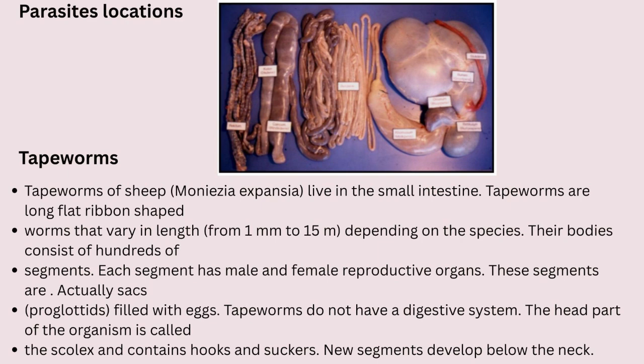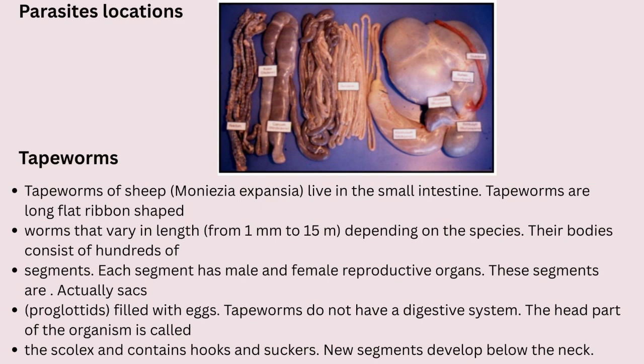Tapeworms. Tapeworms of sheep, Moniezia expansa, live in the small intestine. Tapeworms are long, flat, ribbon-shaped worms that vary in length, from 1 mm to 15 mm, depending on the species. Their bodies consist of hundreds of segments. Each segment has male and female reproductive organs.